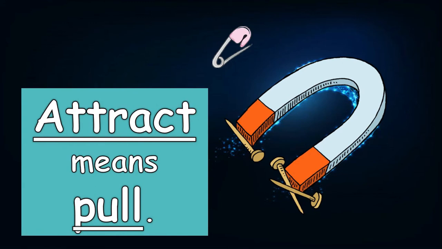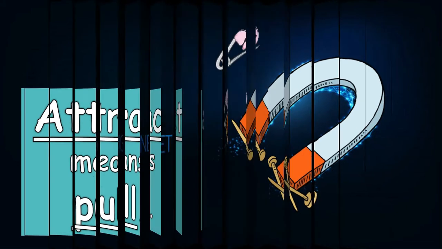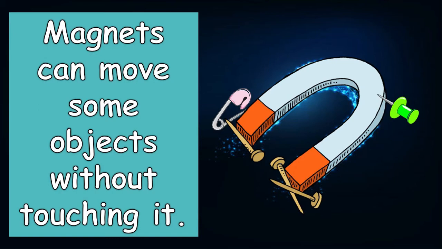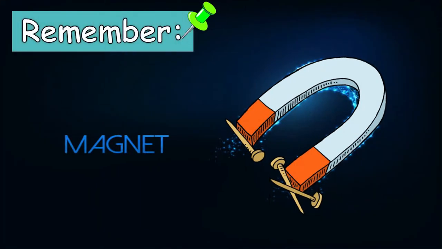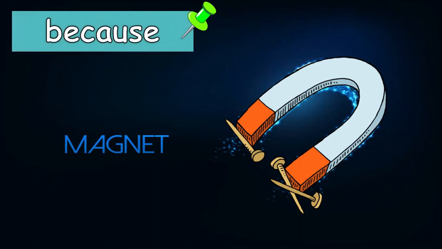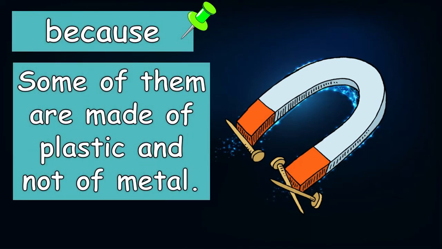Attract means pull. Remember KG3, a magnet pulls objects closer to it. A magnet can move some objects without touching them, just like you are seeing on the screen. Remember, not all things can be attracted to magnets. As I said a while ago, there are objects that cannot be attracted. We call them non-magnetic, because some of them are made of plastic and not of metal.